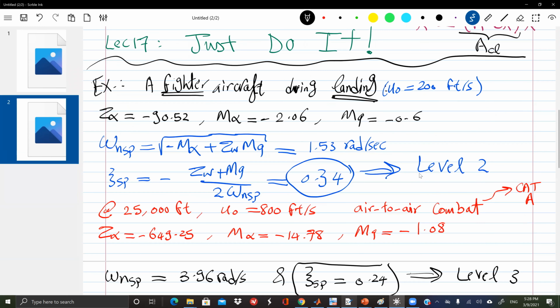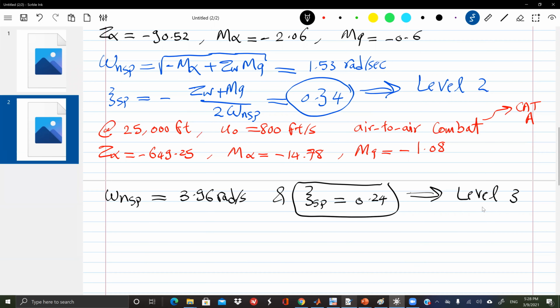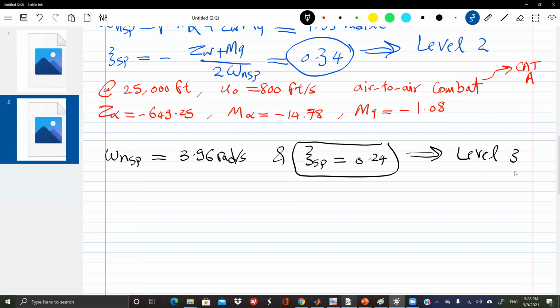All right, if both of them were level 1, I would have been okay, and I would not need really to design a flight controls. If your airplane is already good, please don't go and design a flight control system. We do it only if our airplane has a bad behavior, like this one, level 3 flying qualities. This is inadequate to perform the mission.